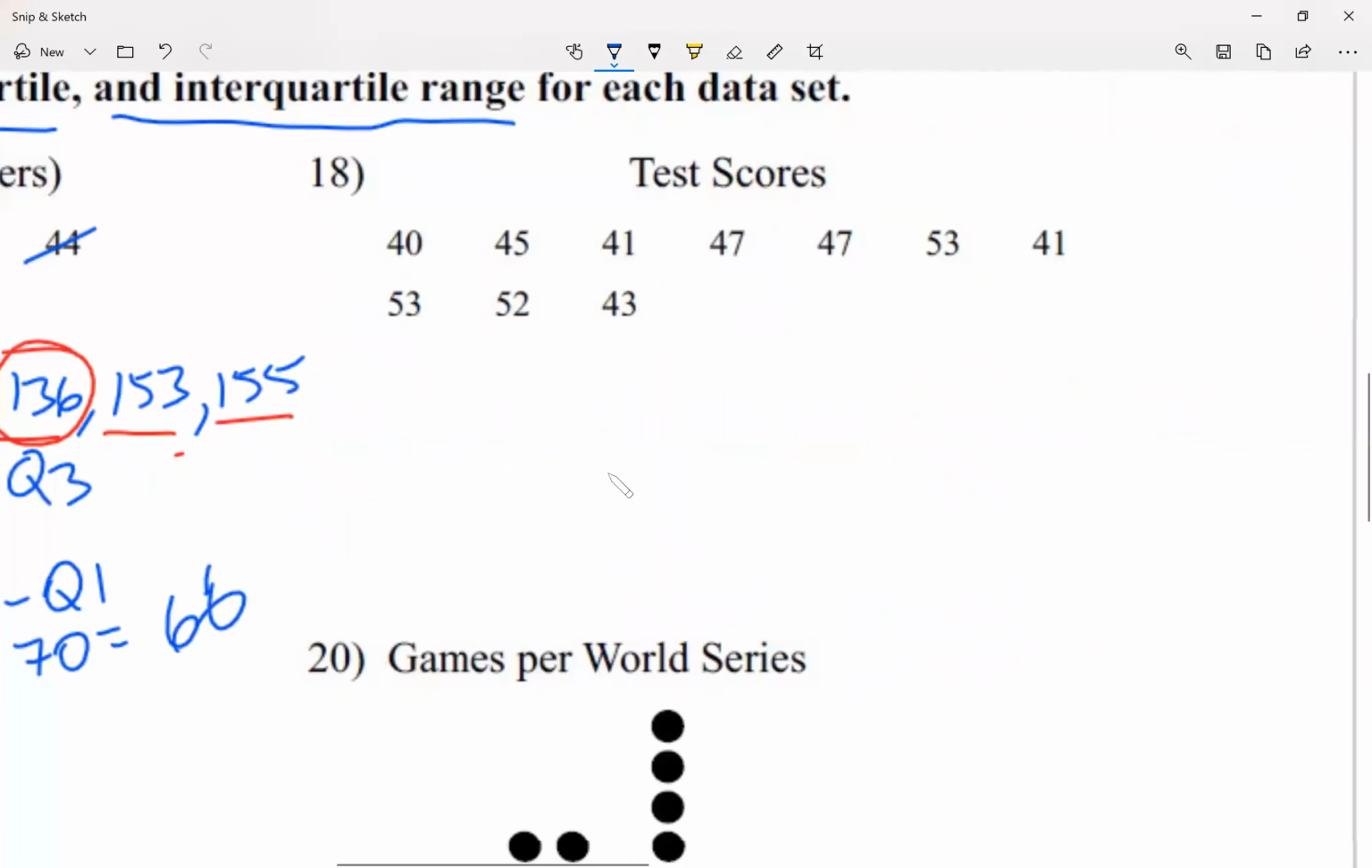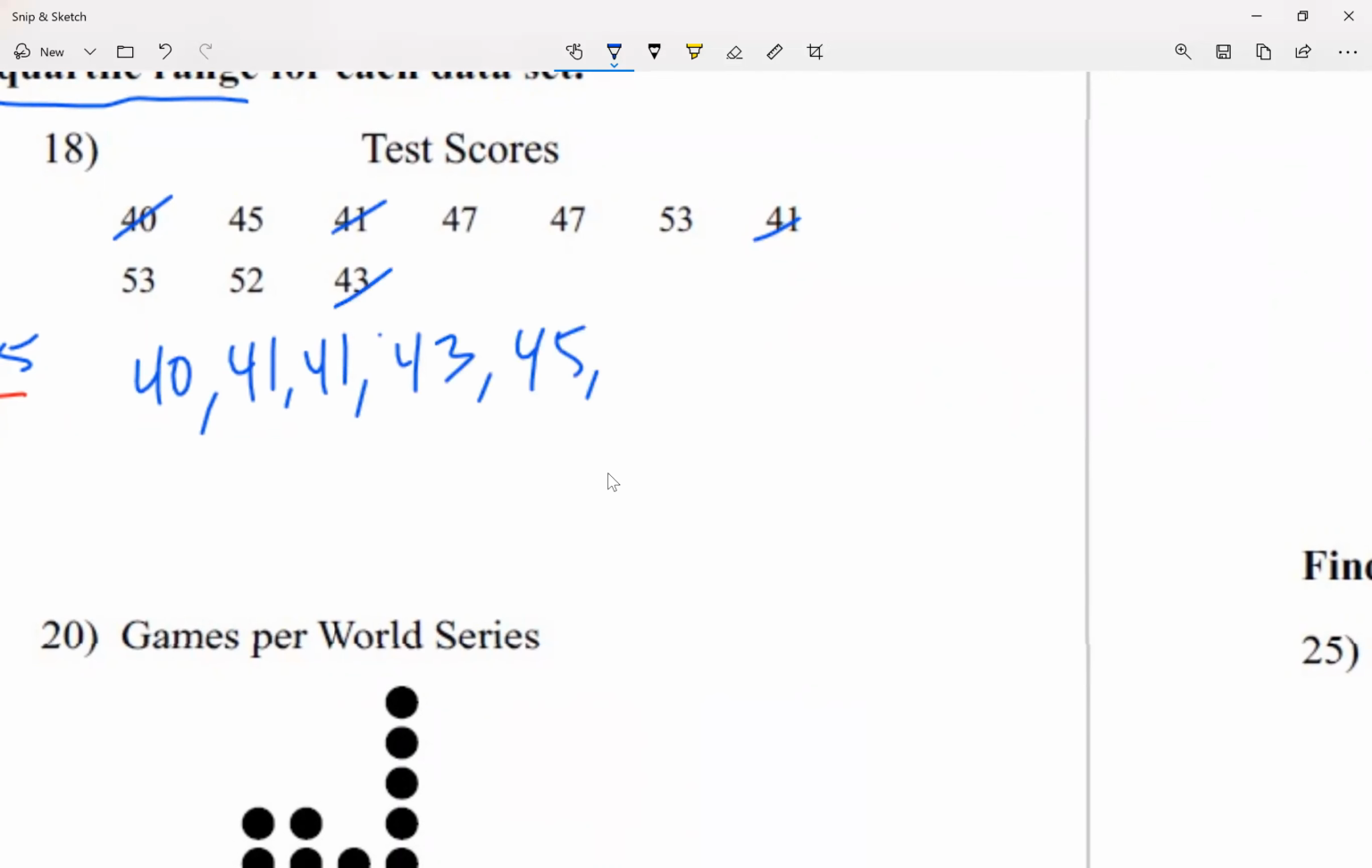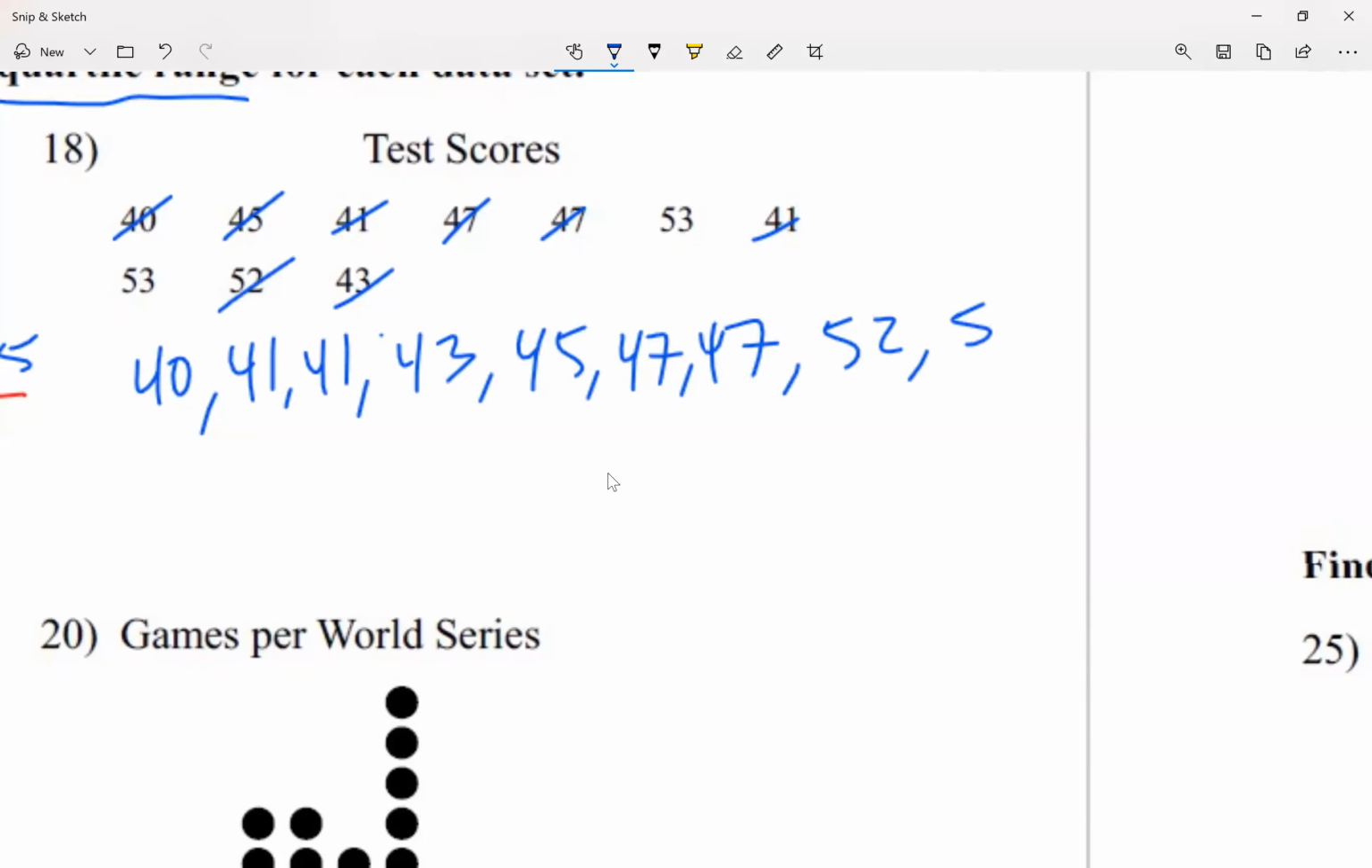All right, let's take a look at question number 18. Let me list my numbers from small to large. All right, so it seems that the smallest number is 40. Then I get 41 twice. Then 43, 45. I got 47 twice. Then I have 52, 53, and 53.